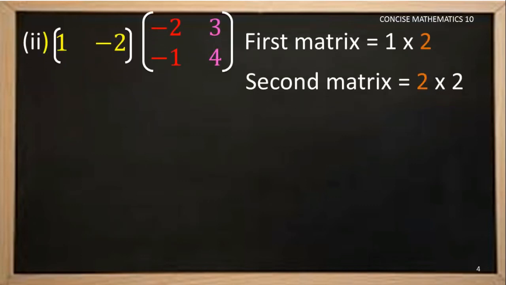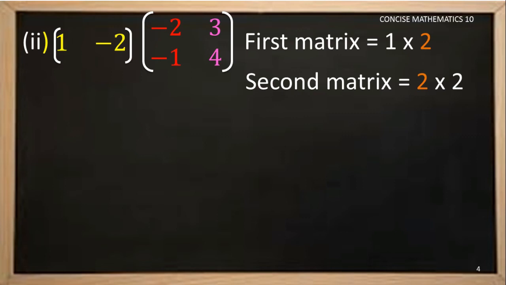In the second question also you can observe, children, the first matrix is a row matrix. It is of the order 1 by 2. And the second matrix is a square matrix of the order 2 by 2. So the number of columns in the first matrix is 2 and the number of rows in the second matrix is 2. Hence we can proceed with the multiplication process. Now how to do the multiplication process? Here we can go with first row, first column, first row, second column.